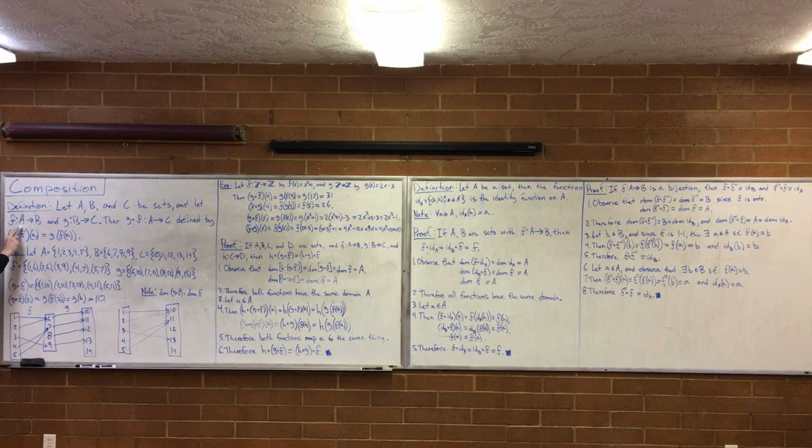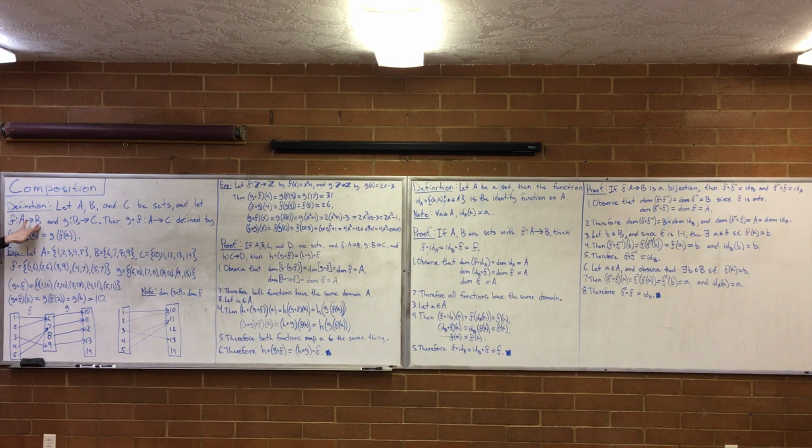A is the domain, B is the image. The domain is all the left-hand elements, and the image is a subset of B. So all the right-hand elements are in B, all the left-hand elements are in A. That makes sense? Okay. Remember, if it used all of B, then it had a special name.